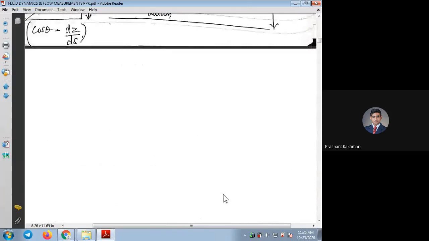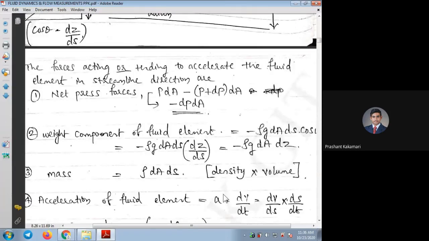You can write it as minus rho g dA ds dz by ds in place of cos theta. So what will happen now? ds can be cancelled. So we are left with the simplified form, that is rho g dA dz. ds is cancelled.